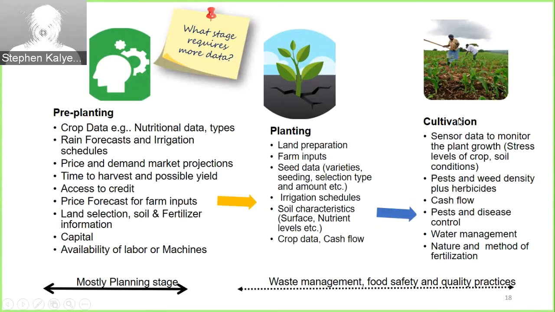When it comes to cultivation, this is where we experience most of the on-farm practices, okay, the weeding. If I'm having a sensor installed in my garden, I need to monitor the plant growth, stress levels of the crops, pests and the weed densities, the herbicides, the cash flow, the pest and disease control methods, the water management practices, the nature and the method of fertilization. When you look at this stage, this is a very complicated stage.